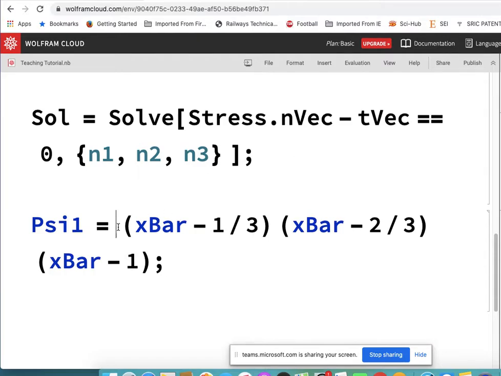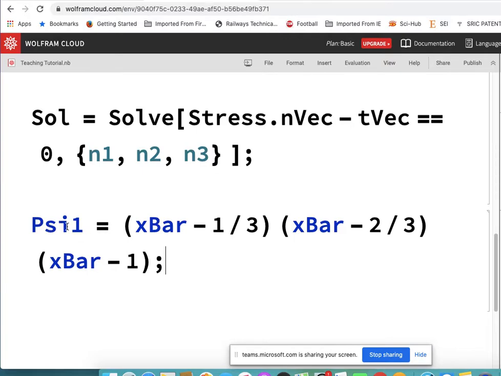Now what will be the constant factor here if this was an interpolation function for local node 1? What do we call these numbers, 1 by 3, 2 by 3, 1? So this is a polynomial expression in x bar. These are called the roots of the polynomial. So these are the points at which the interpolation function has value 0.